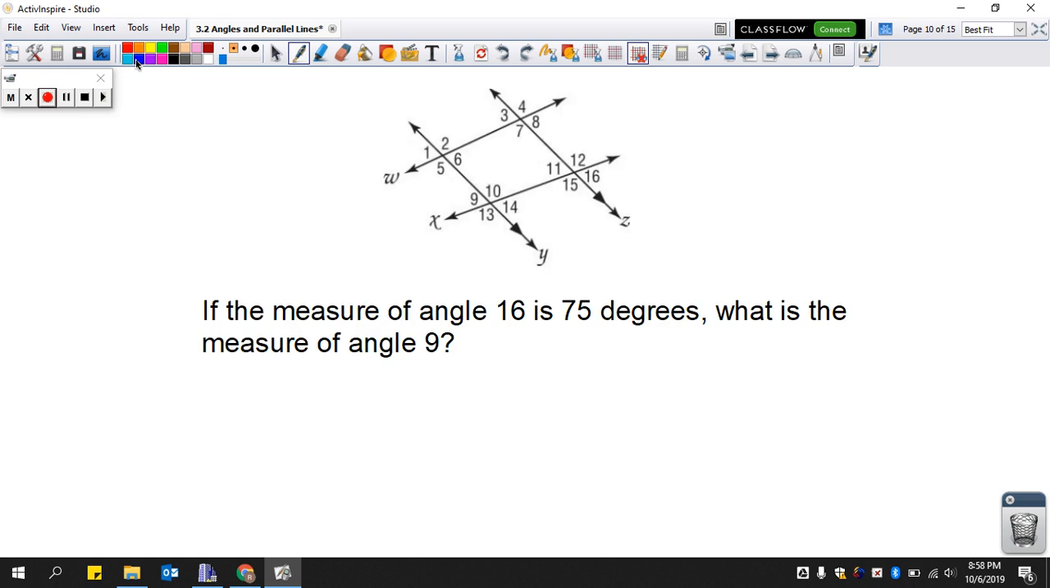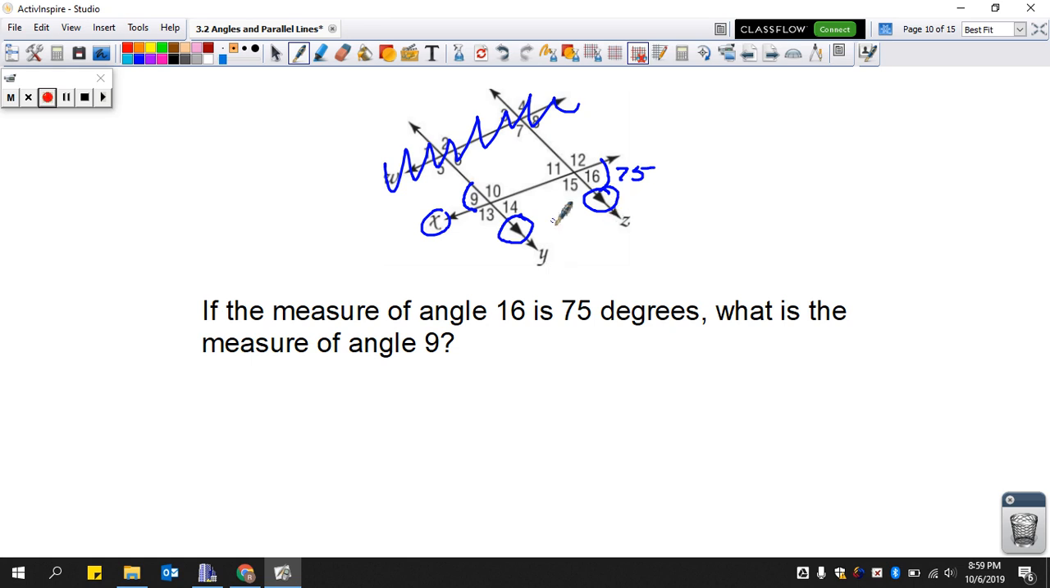All right, so we're going to do some examples dealing with this. Okay, measure of angle 16, right here. 16 is 75 degrees. What's the measure of angle 9? Okay, so because I've got several lines here, I've got four lines here, I'm going to identify which transversal we're talking about. Okay, so we're talking about transversal X, so we don't have to worry about line W at all.